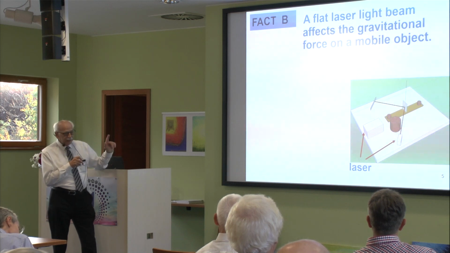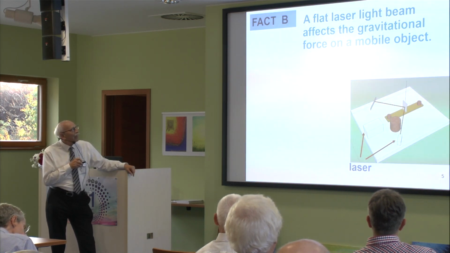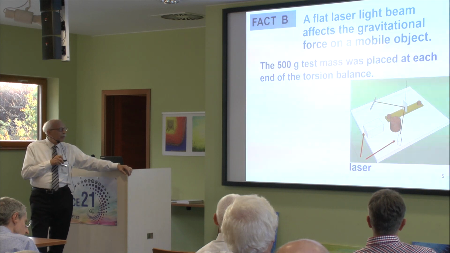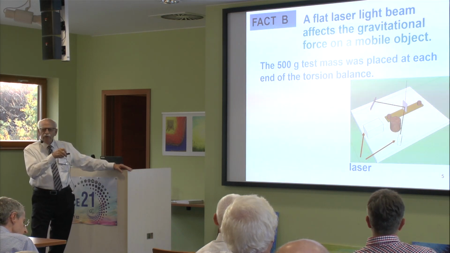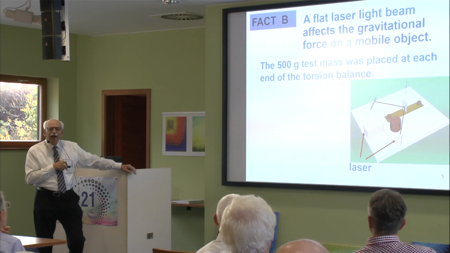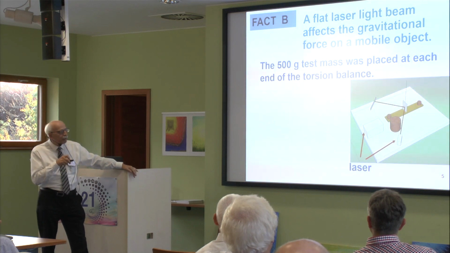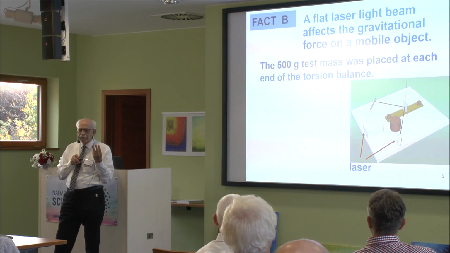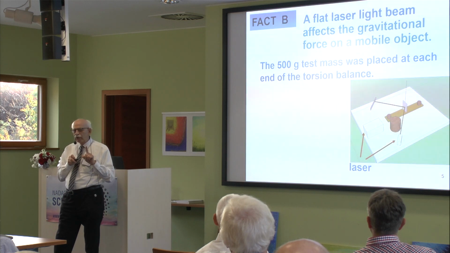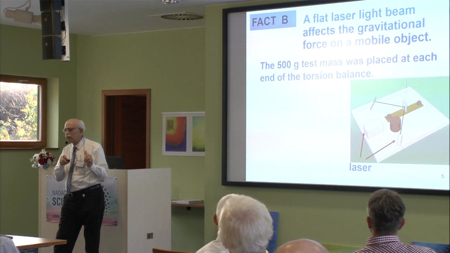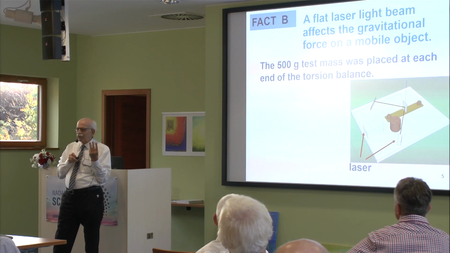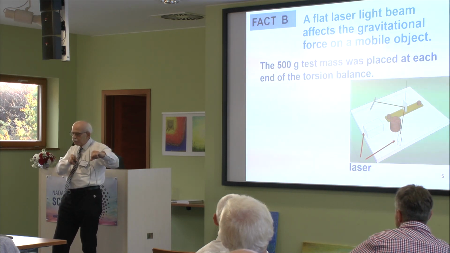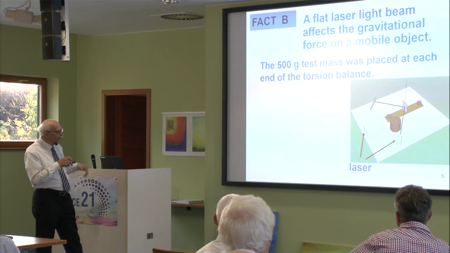The next one is an experiment I've done. A flat laser beam will affect gravitational force on a mobile object. I had a 500-gram mass on each end, and then the big mass sitting on the table, so the torsion balance could move. It was hanging from 3 fine copper wires. Instead of taking only one wire, because then you have what we call a torsion constant, 3 wires is better because it's like a ribbon, and when the balance turns, it goes up a little bit. So it's like gravity pulling the pendulum back.